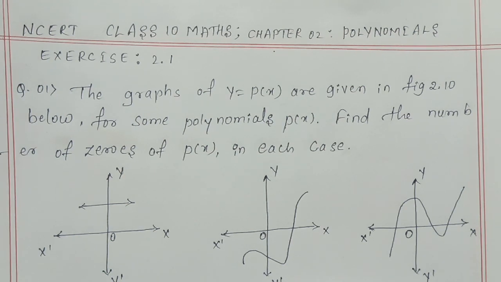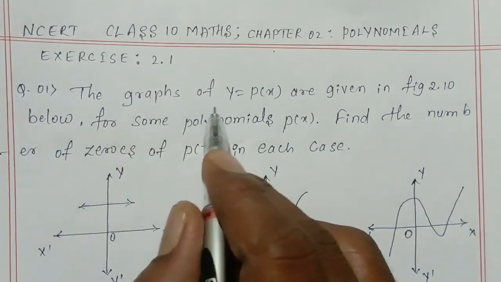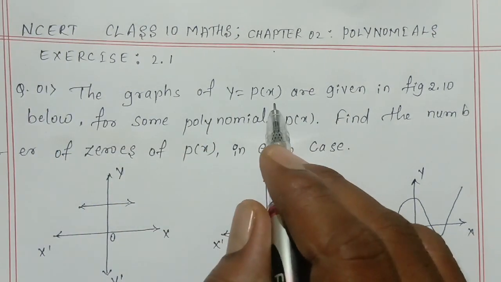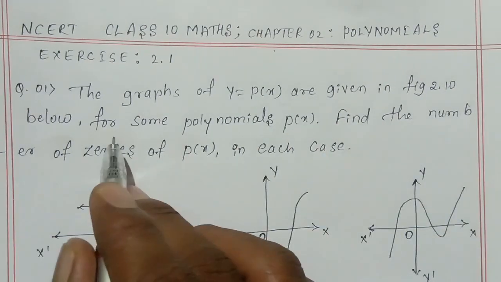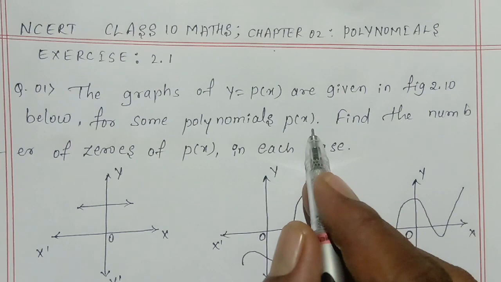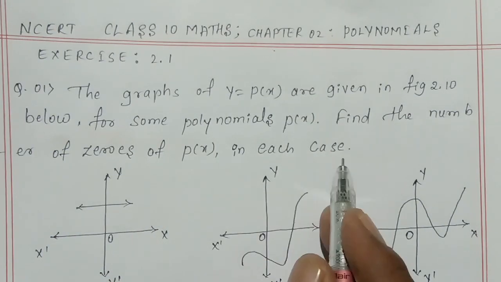So today I will discuss the polynomial chapter of class 10th and exercise 2.1. Okay, the first question is: the graphs of y equals p of x are given in figure 2.10 below for some polynomials p of x. Find the number of the zeros of p of x in each case.